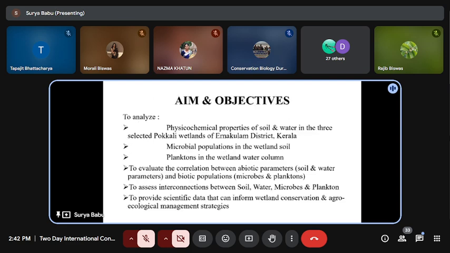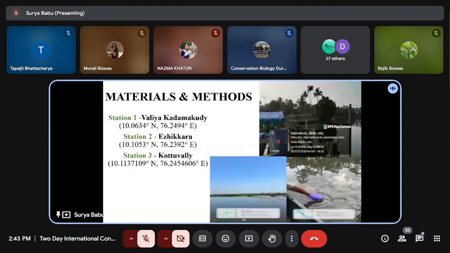Coming to the aims and objectives, I have analyzed the physico-chemical properties of soil and water in 3 selected Pokali wetlands of Ernakulam district, analyzed the microbial as well as the plankton populations, correlated the abiotic and biotic parameters, and also analyzed the interconnections between the soil, water, microbes, and plankton. And this provides a baseline study for wetland conservation and agroecological management strategies.